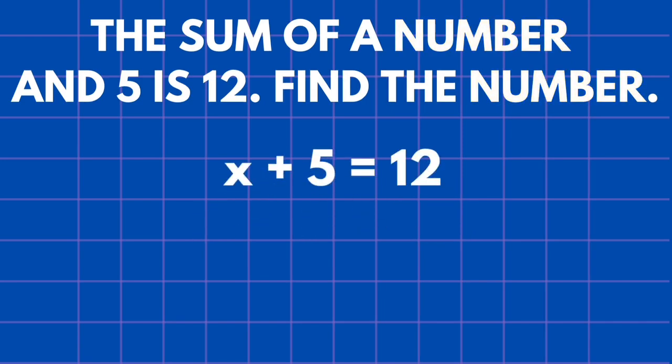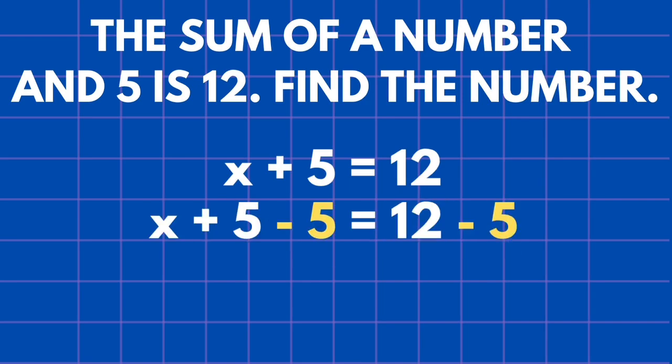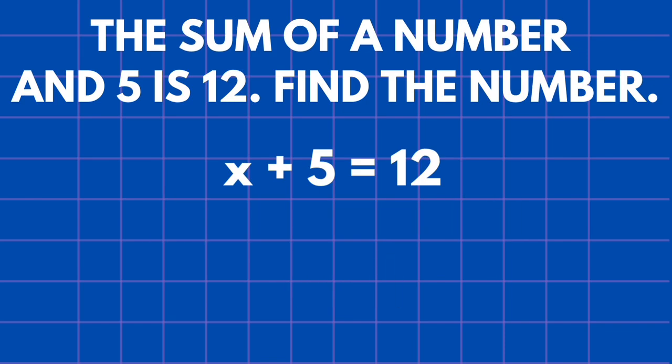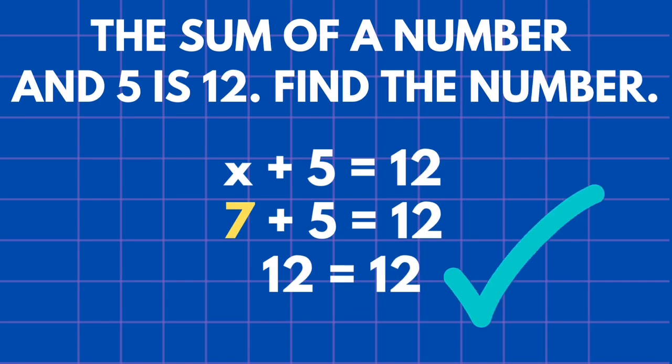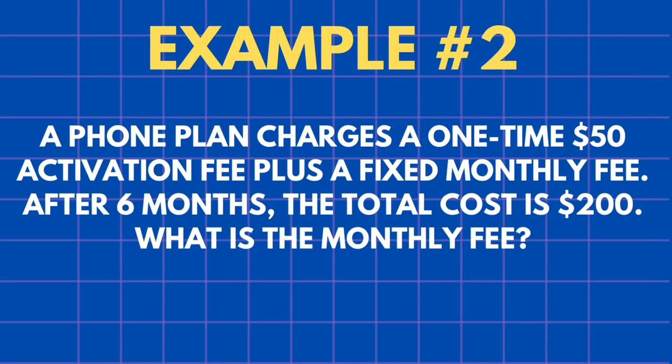Now Step 3, solve for x. Using the information we learned in the previous videos, we can now solve this linear equation. We subtract 5 from both sides, which leaves us with x equals 7. The last step is to check our answer. Since we found x to equal 7, we can plug it back into the equation, which equals 12, proving that we are correct. On to example number 2.